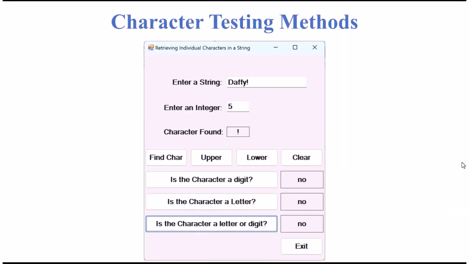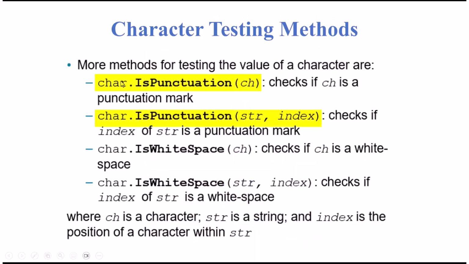Okay, so we see how that works. Our digit, our letter, and the letter digit work very nicely. We're going to create a little more to this thing, because we can also test for punctuation marks. We can look at character is punctuation. Check to see if it's a punctuation mark. We can do it either way, by looking at the index or the character. We can also look for white space or spaces in there and find out if they're there.